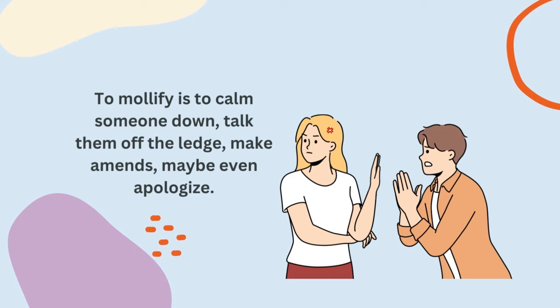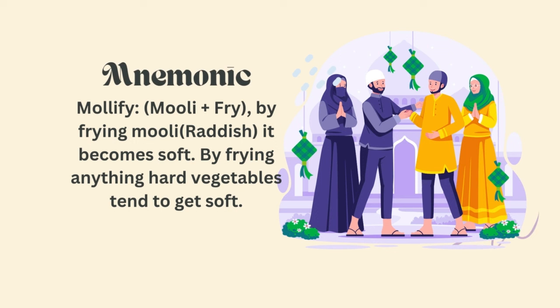Memory aid to help you memorize this. Mollify: mule plus fry. By frying mooli, radish, it becomes soft. By frying anything hard, vegetables tend to get soft.